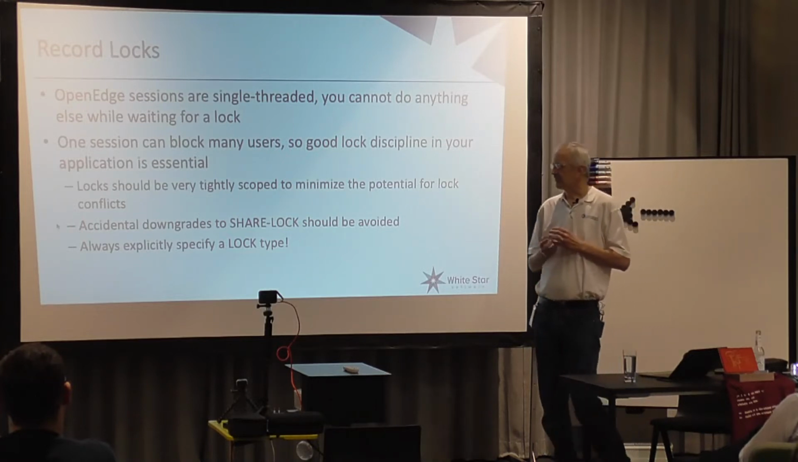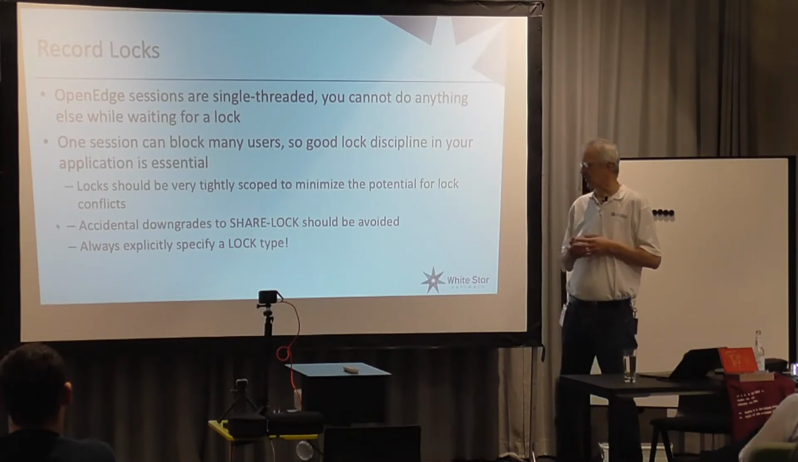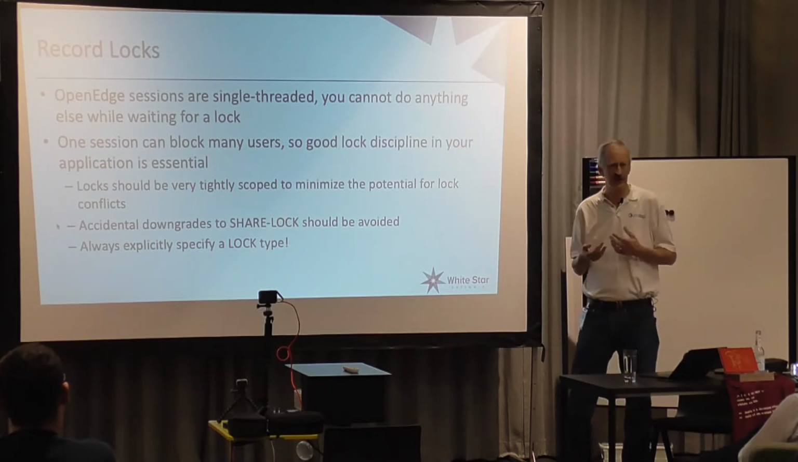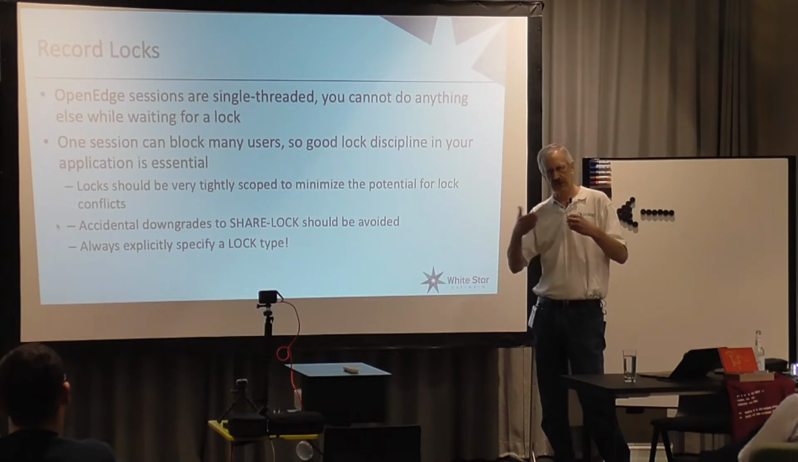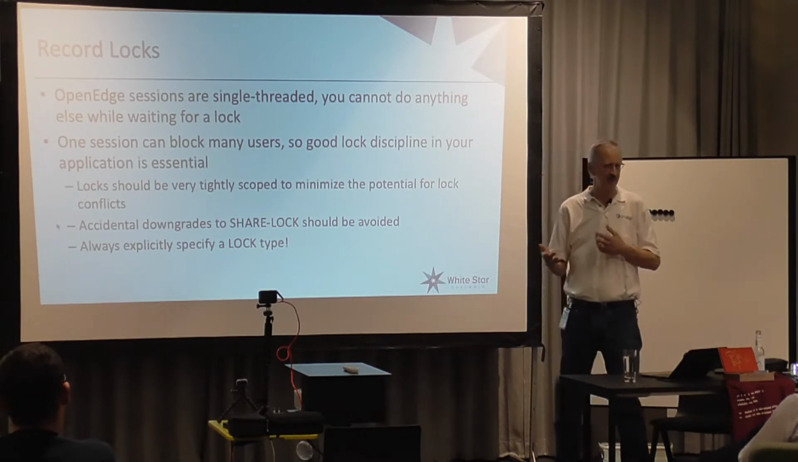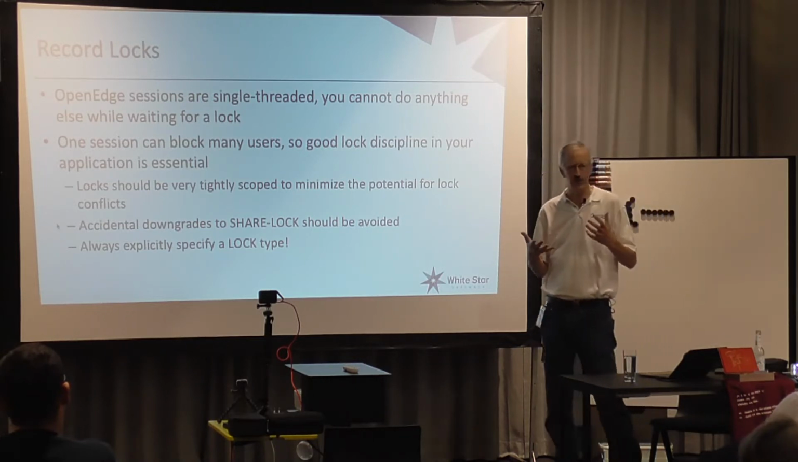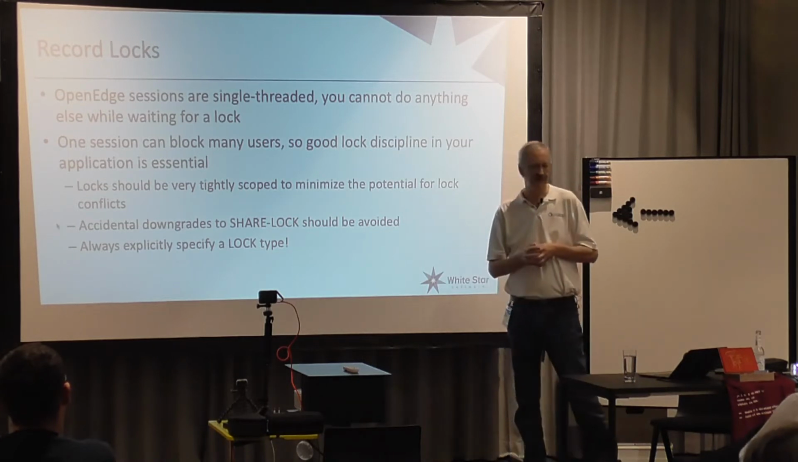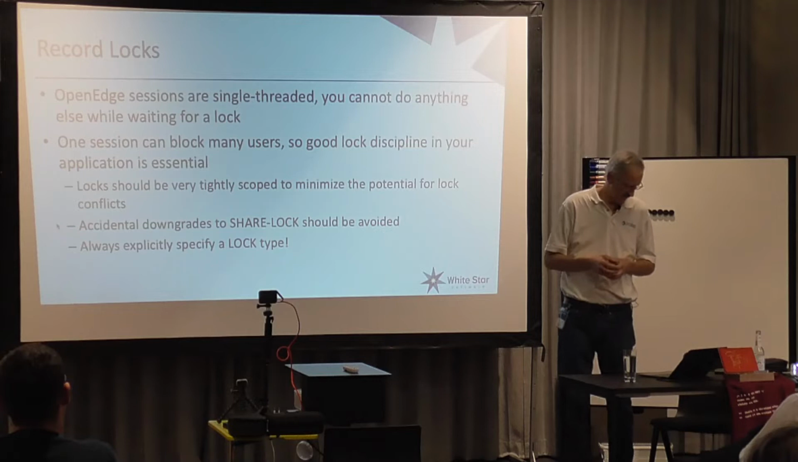You want to especially avoid accidental downgrades to share lock, because the default Progress lock is a share lock. So when you go from an exclusive lock and you go out of scope, it becomes a share lock by default if you haven't carefully scoped your transaction correctly. And you should always explicitly specify a type of lock.